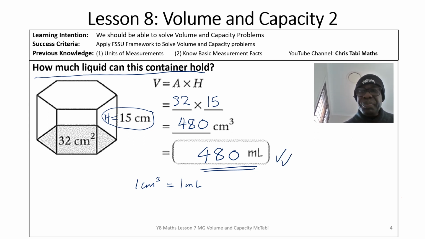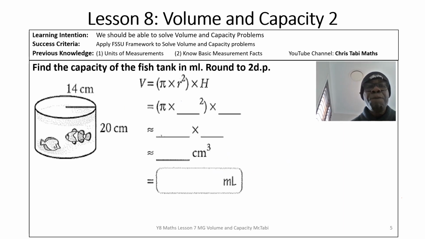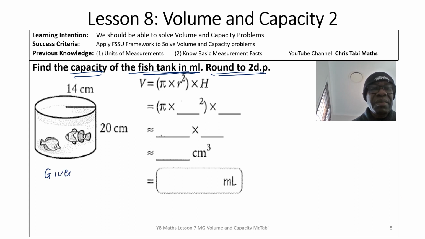Easy done. What about this fish tank? The capacity of this fish tank in milliliters rounded to 2 decimal places. Let's keep all that in mind. So what do we know given? Let's write it down. Given was given to us.